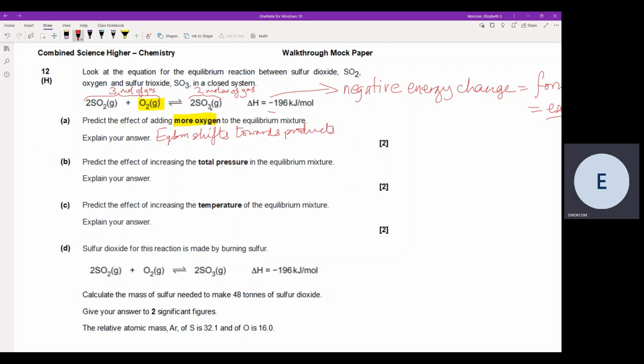So they're asking what it's going to do to the equilibrium mixture, which means that the concentration of the products is going to go up, or the yield of the SO3 increases. And this is to remove the added oxygen.